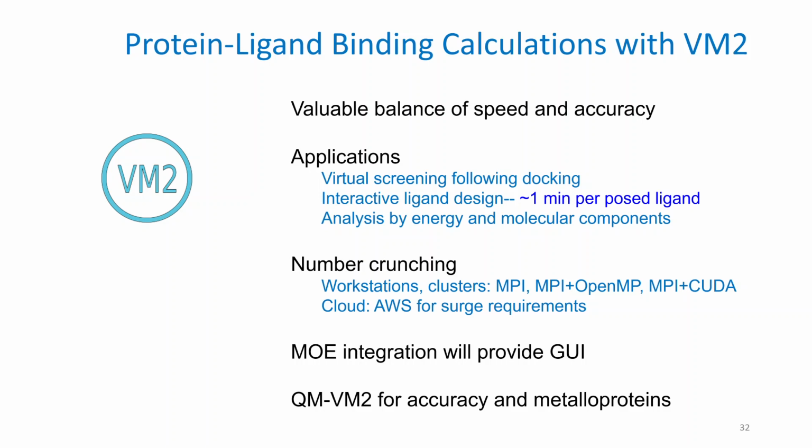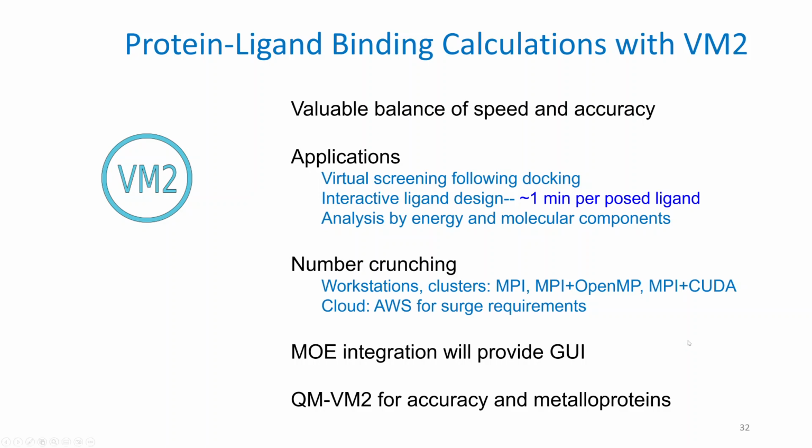I talked about the idea of using it in an interactive mode where one does ligand design in MOE, for example, and then shoots out suggested ligands in proposed poses to get feedback on them in a minute or so using FE process. And then this idea of doing a detailed analysis of what are the drivers of affinity in terms of energy, entropy, and molecular components. The VM2 software runs on workstations using several types of parallelism, including GPUs, and is available on AWS Cloud for surge requirements or for those who don't want to maintain their own hardware.